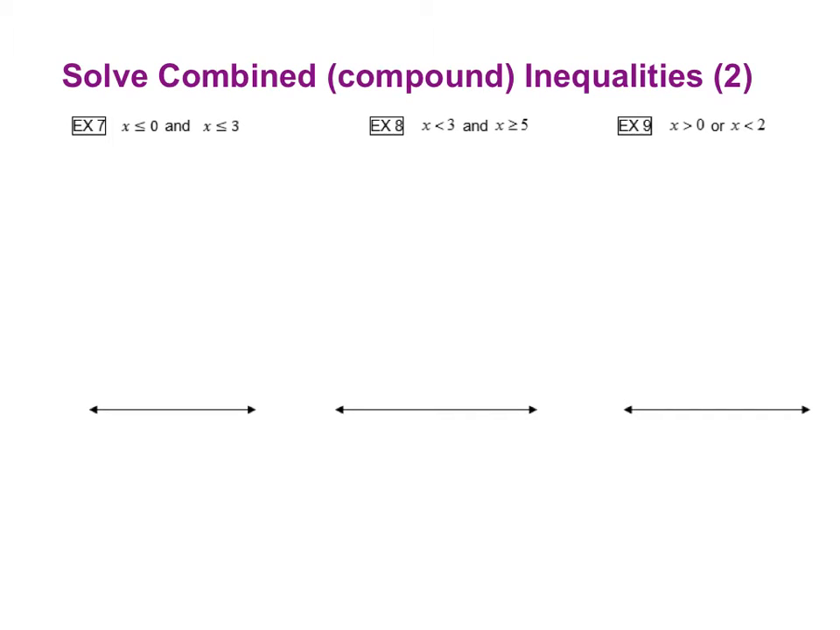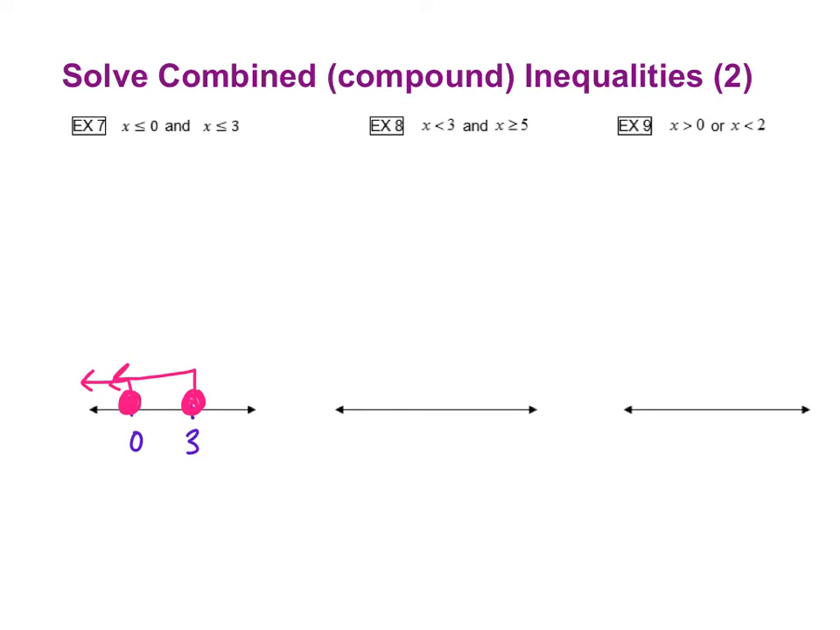Alright, so our second video on compound or combined inequalities. Example 7 is kind of nice because it's already solved for x, so we can go ahead and put that on the number line. X is less than or equal to 0, so here's 0, and it says and x is less than or equal to 3, so here's 3. Less than or equal to 0 shades to the left, and x is less than or equal to 3. So here is 3, closed circle, shading to the left.